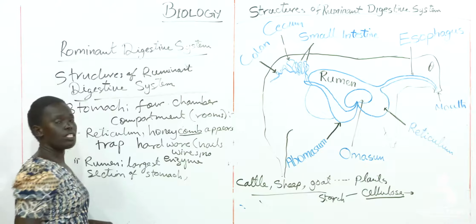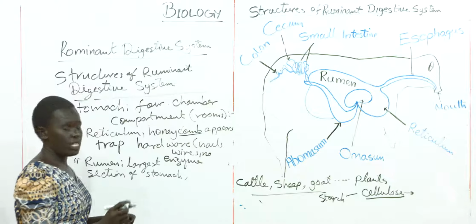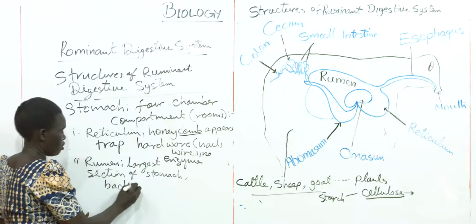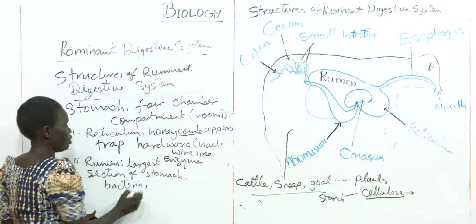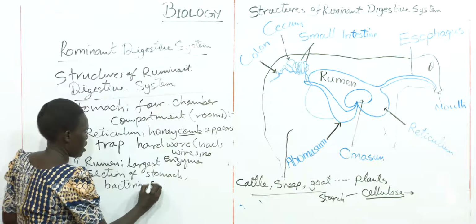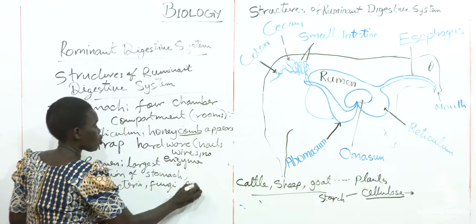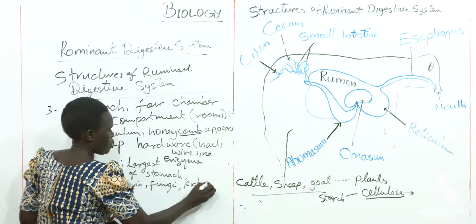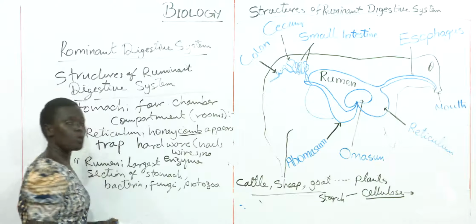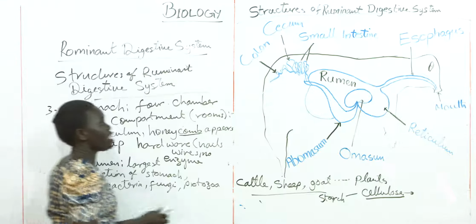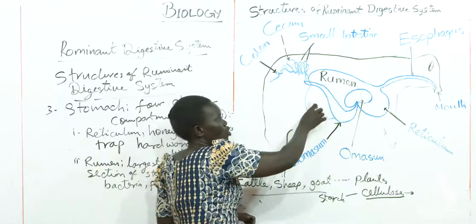It contains microorganisms. These microorganisms, like bacteria and fungi, some protozoas. These are the microorganisms contained in this section of the stomach.